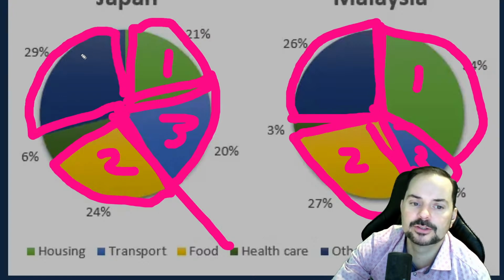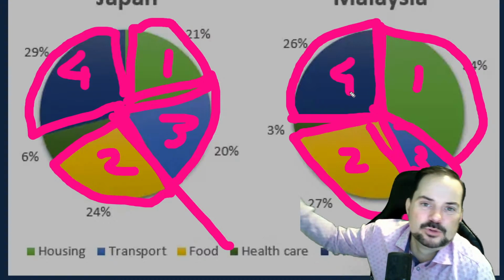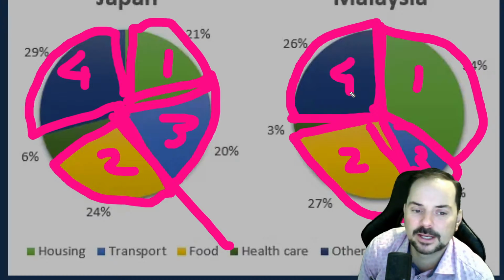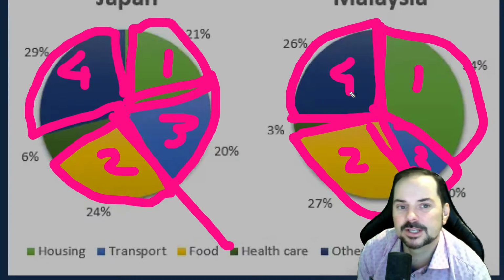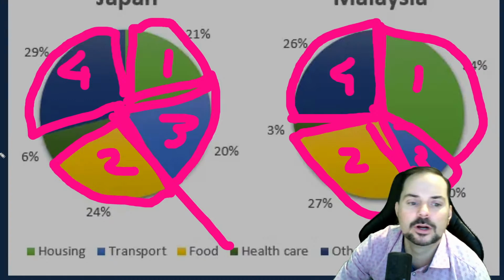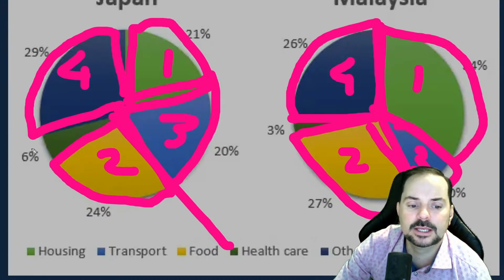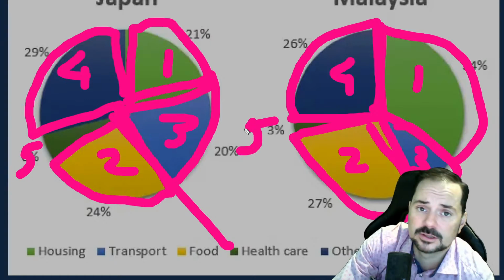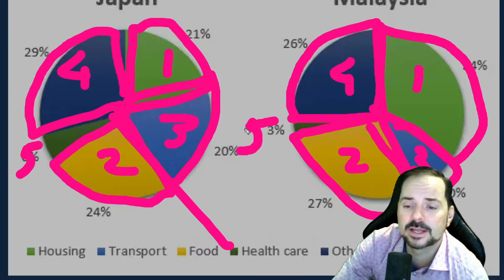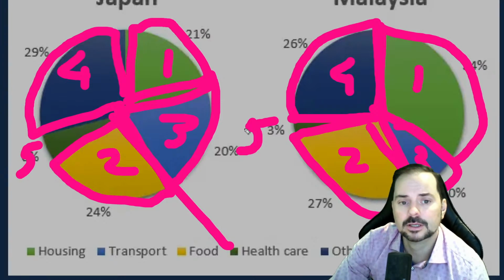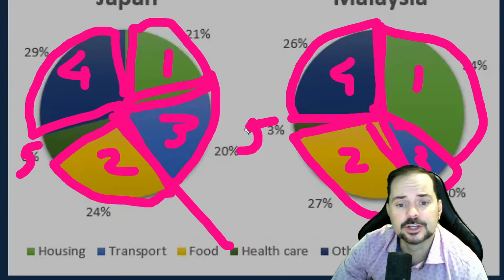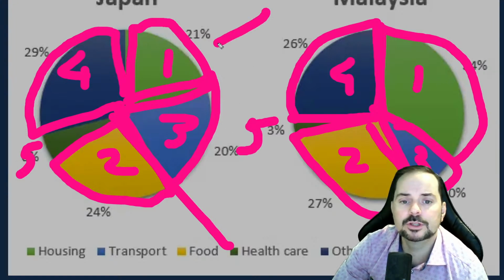Why am I leaving other till number four? Well, because it's not so interesting, because we don't really know what those other goods and services are. We don't have that information. So it's not as interesting as knowing the other ones first. So that would be number four. And then the last one will be healthcare, which will be number 5. And that's because it's the least interesting. It's the least money spent by these citizens of these countries. So it's the least interesting, right? So I'm going to start with number 1.